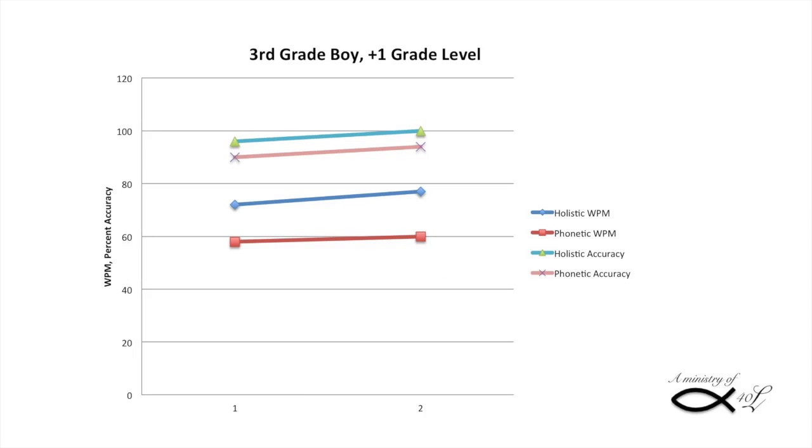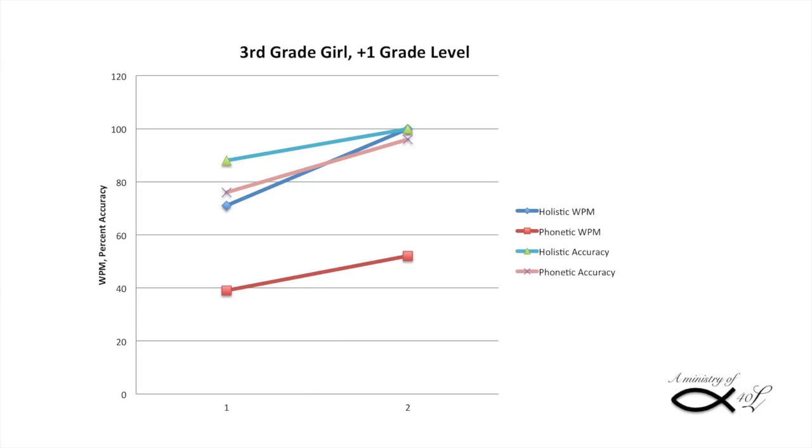This 3rd grade boy, who also gained a reading grade level after the 18-hour class, was again about the pattern of an average student. His phonetic accuracy of 90 beforehand improved to 94, and his holistic accuracy went from 96 to 100. A slight slowdown increase from 19 to 22%. He attended the same 18-hour group class.